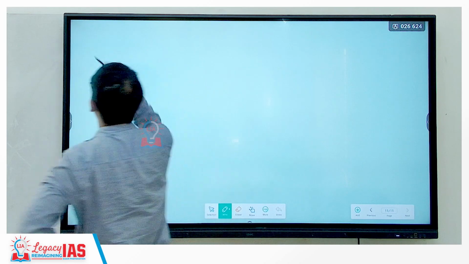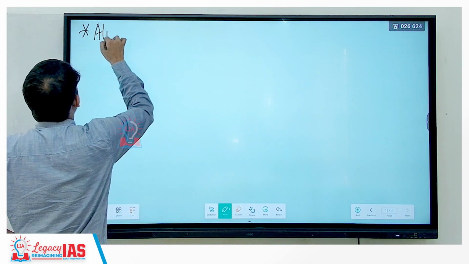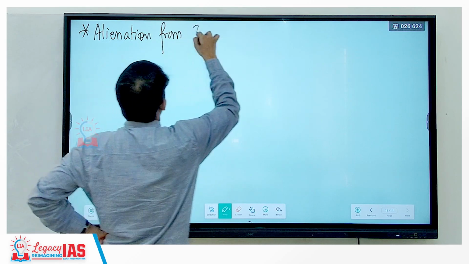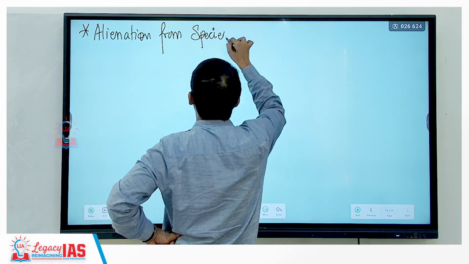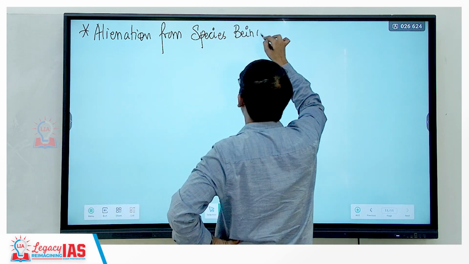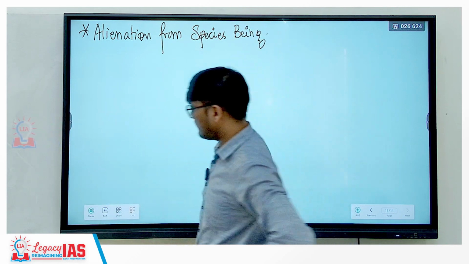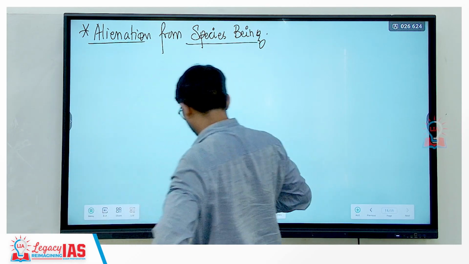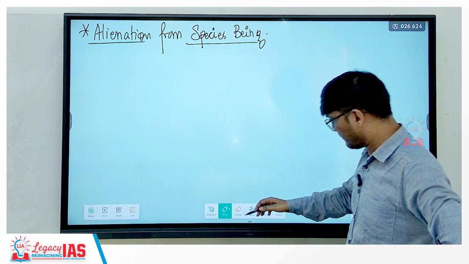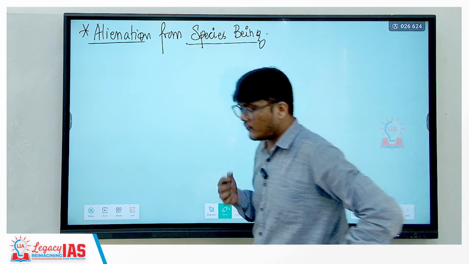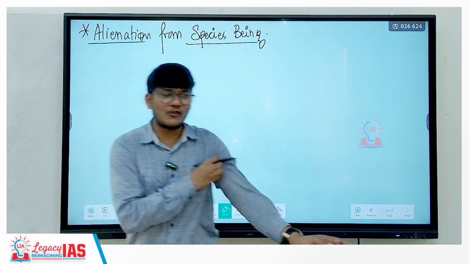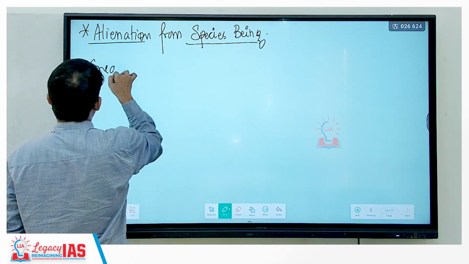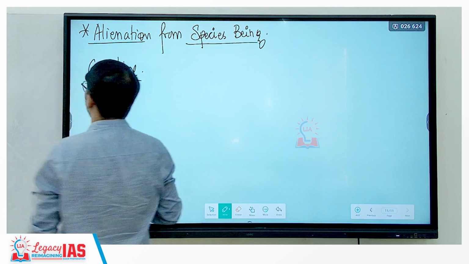Then comes alienation from species being. Alienation from species, alienation from species being. Now, Marx says that a human being naturally is creative. Human being naturally is creative.